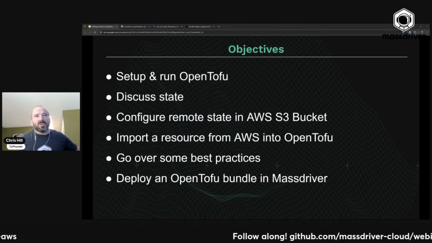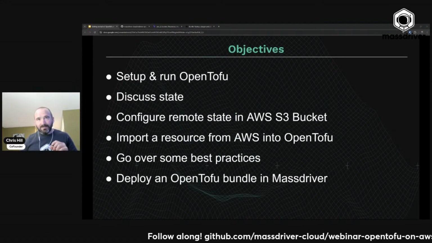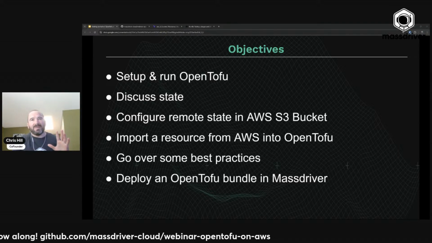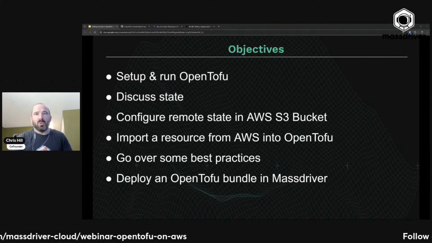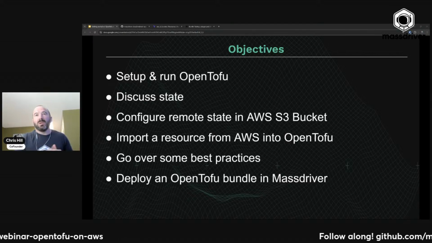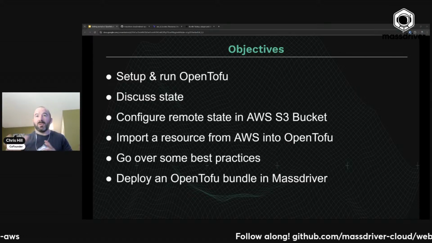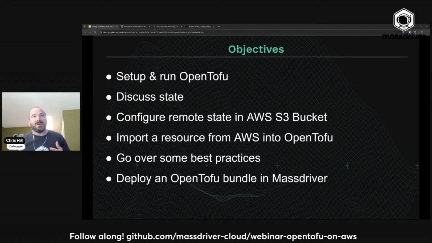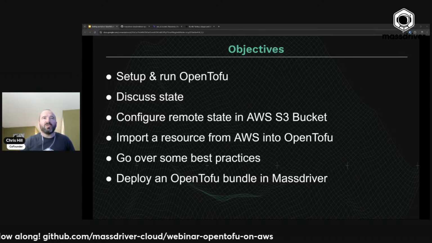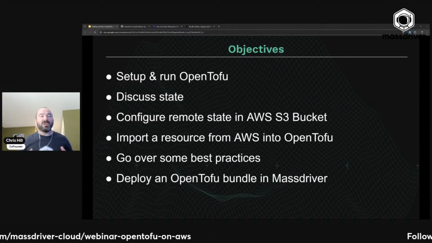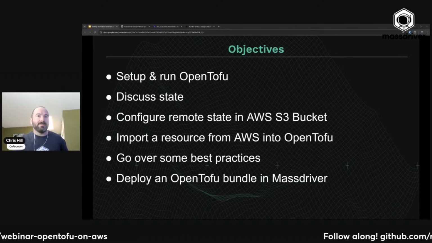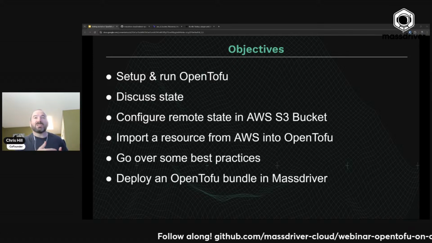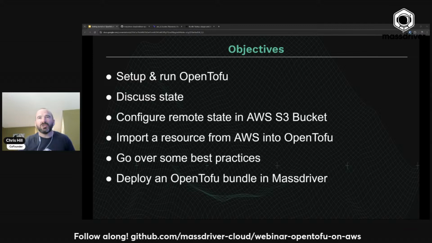Let's go over some of the stuff we're going to talk about today. First, we're going to set up OpenTofu. Throughout this whole webinar, we're going to be using the same module, and we're just going to use it for a few different things. We'll go over what a state file is and why it's important to OpenTofu. We're going to configure AWS S3 to be our remote storage for state. We'll also talk about why it's important to use remote state storage.